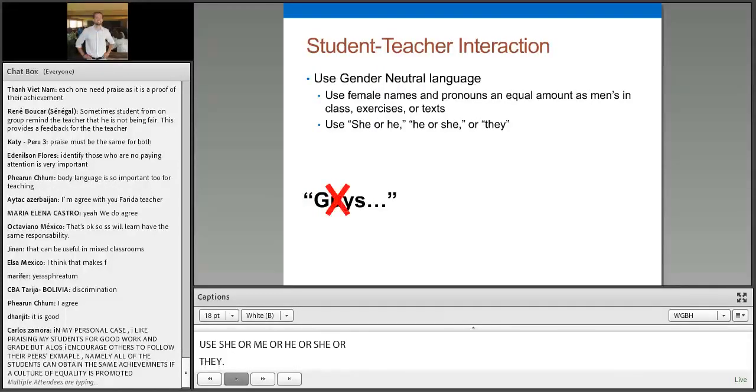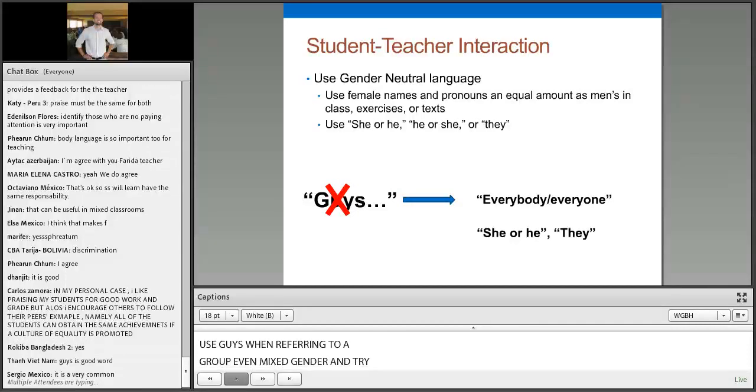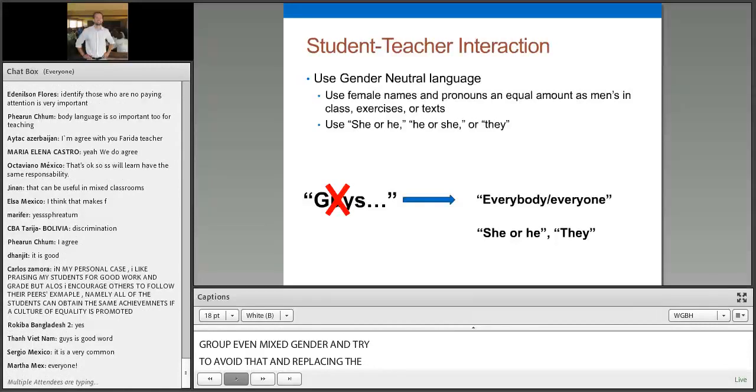And if you do that, what I recommend is to avoid that and try replacing the term guys with everybody or everyone. And again, saying she or he instead of just he, or they.